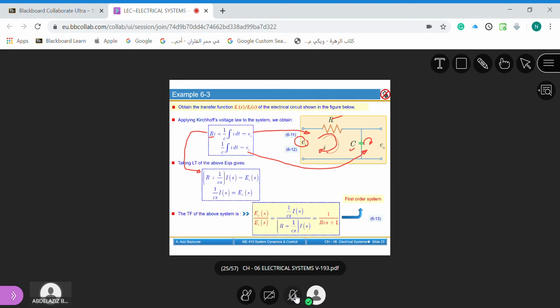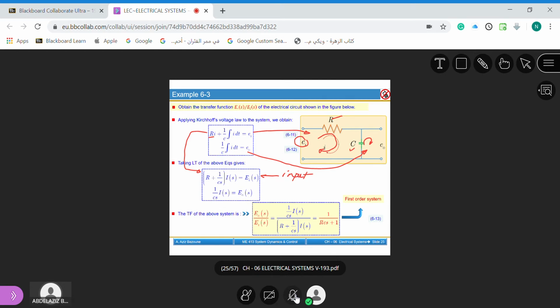If you take I of s common between this and this, you will have R plus 1 over Cs, times I of s, equal to the input voltage, which is Ei of s. So this is our input voltage.